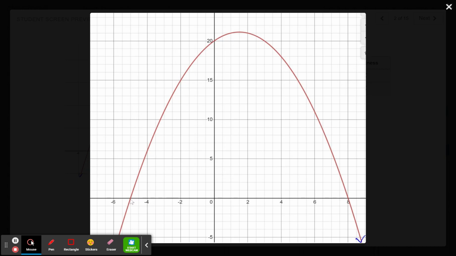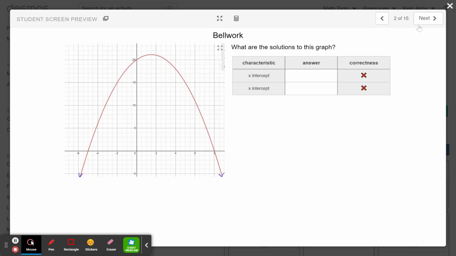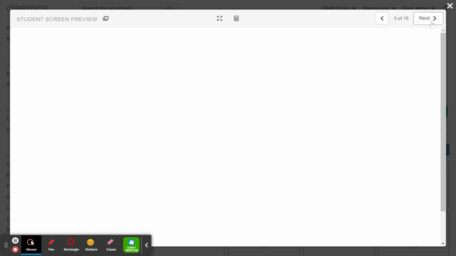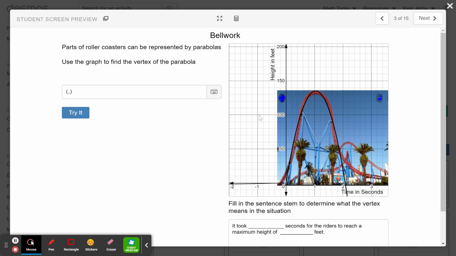So -5 would be 1, and then 8 would be 1. So for right now, if you could just write it as an ordered pair. There you go. You could put 8, 0 or -5, 0 first. It does not matter. For this problem, it says parts of a roller coaster can be represented by parabolas.